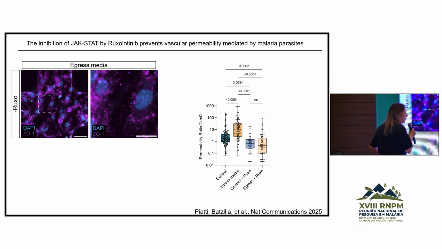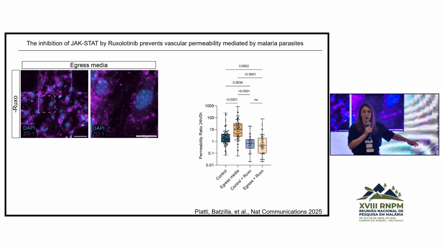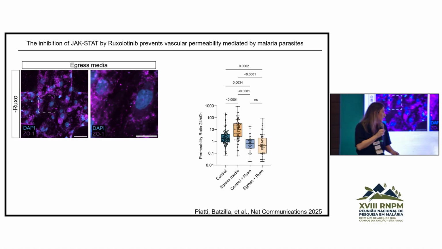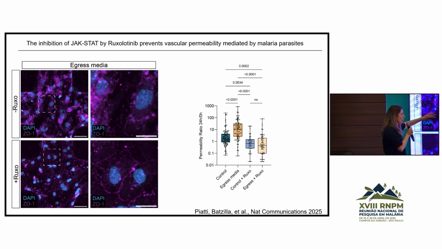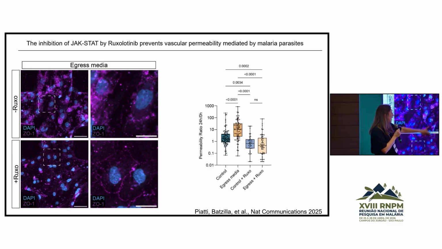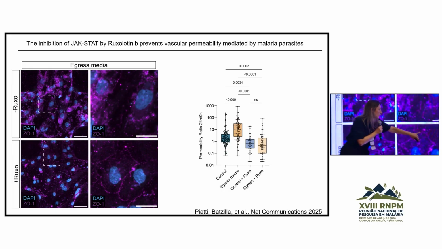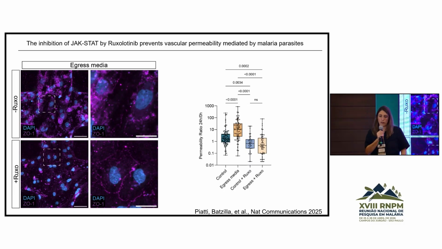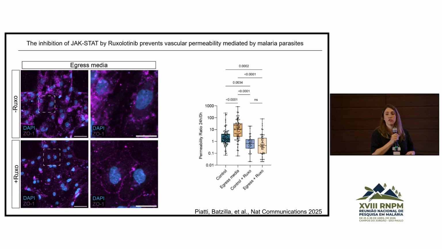So we found that the barrier properties were even better than the control when we add this drug. When we look at the junctions, I don't know if you can see down there so well, but there's barely any tight junctions here. And when we add this ruxolitinib, we could recover these very nice junctions in our 3D model, showing that an anti-inflammatory drug can potentially reverse this blood-brain barrier breakdown.